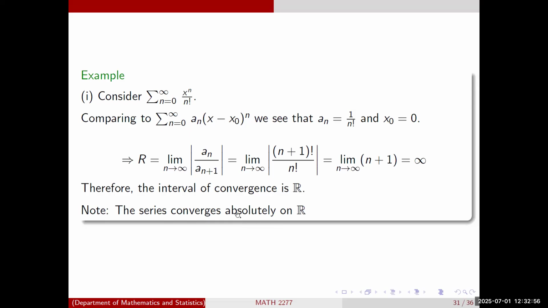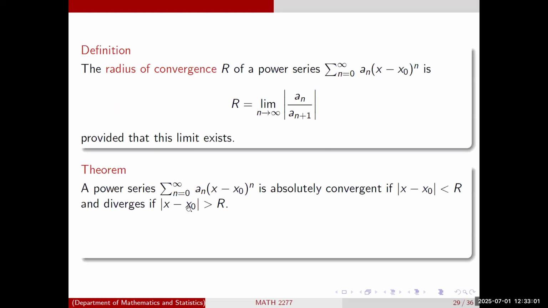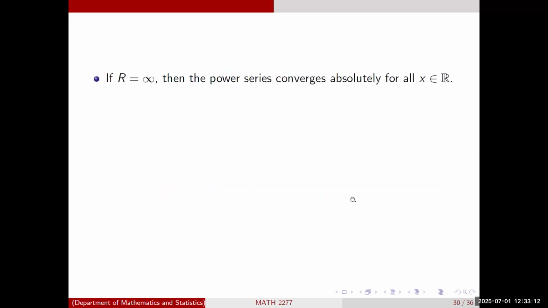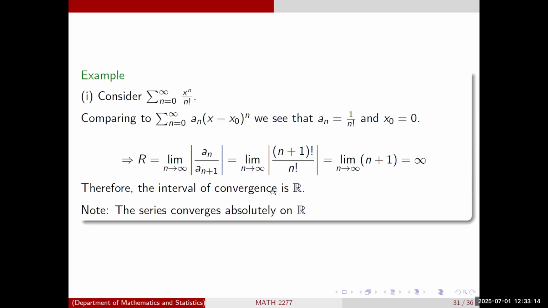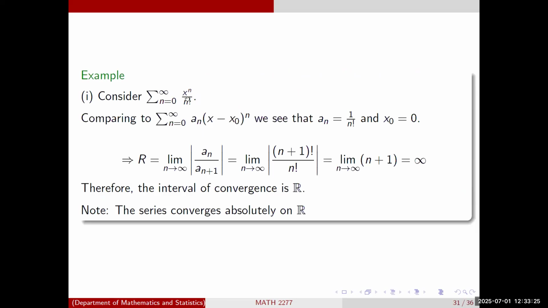Why does it converge absolutely? Because remember, this theorem tells us that a power series converges absolutely inside the interval of convergence, not at the boundary points, inside the interval. Okay, in this case, the interval is all of the real numbers. So it converges absolutely on all the real numbers, right? Best case scenario.